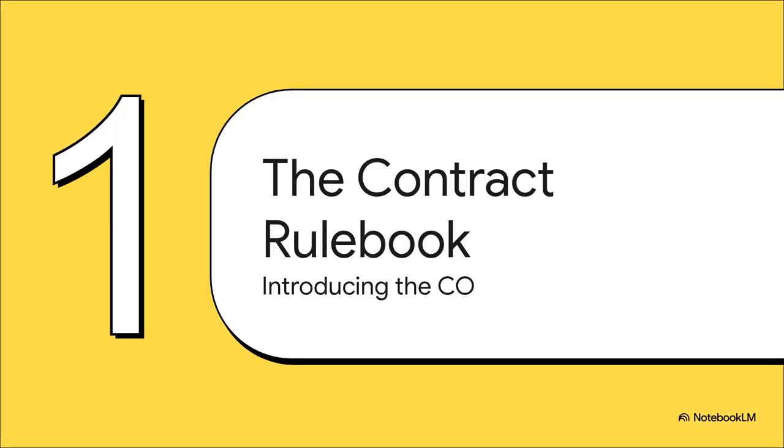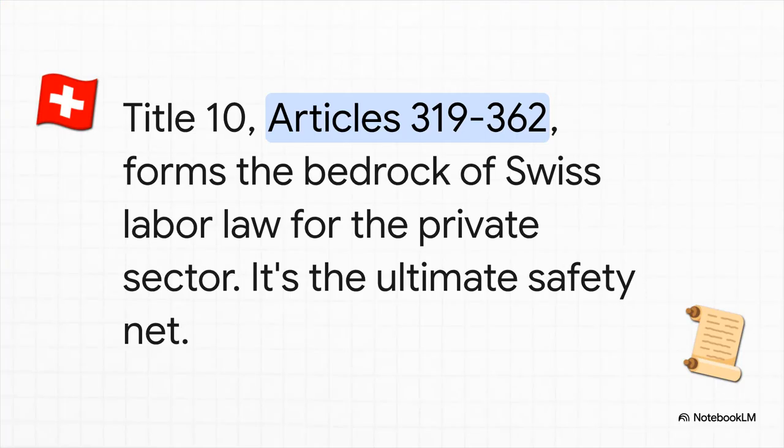All right, so what exactly is this rulebook? We're talking about the Swiss Code of Obligations, or as pretty much everyone calls it, the CO. Now, it's a pretty massive law, but we're going to zoom in on the one part that matters most for your job. This is it. Title 10, Articles 319 to 362. These few dozen articles are basically the foundation of Swiss labor law for anyone in the private sector. You can think of them as a default guide, a safety net, and a set of terms that you and your employer just can't negotiate away.